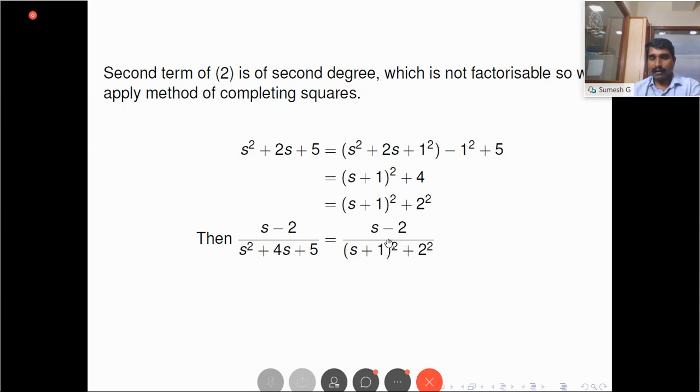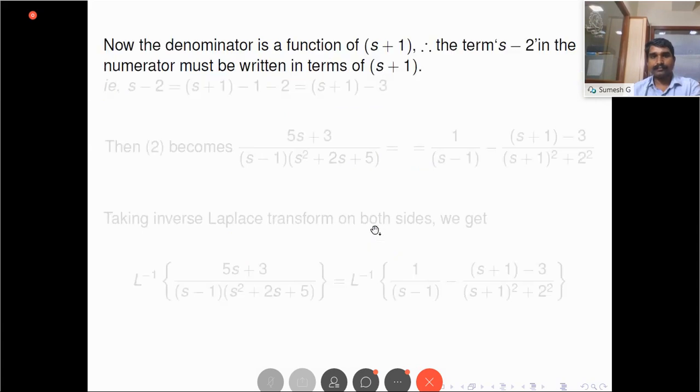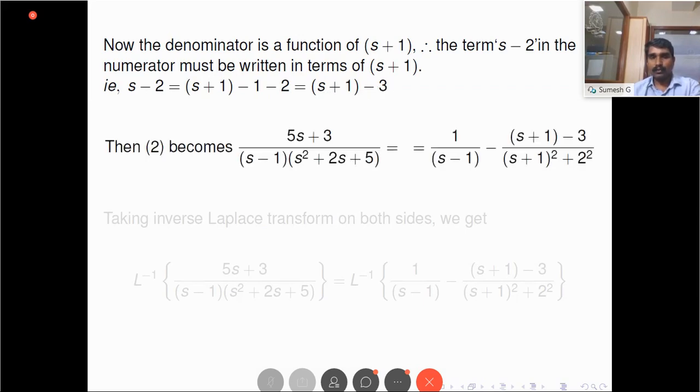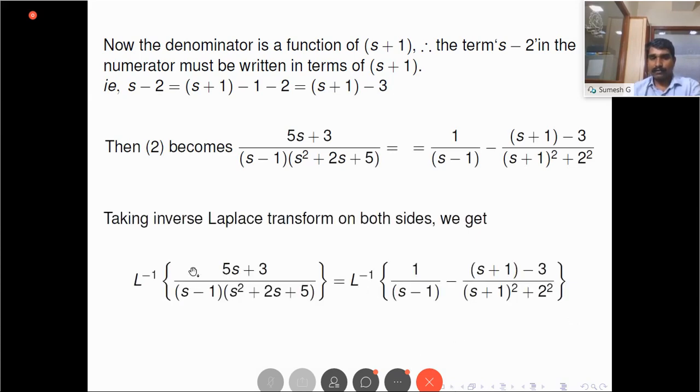Again consider the denominator. The denominator is a function of s plus 1 and the numerator contains the variable s. So we have to convert this s into s plus 1. So s minus 2 becomes s plus 1 minus 3. Values are substituted in equation 2. Now we can find the inverse directly. So the inverse of the expression is the inverse of 1 by s minus 1 minus the inverse of s plus 1 minus 3 over s plus 1 whole square plus 2 square.